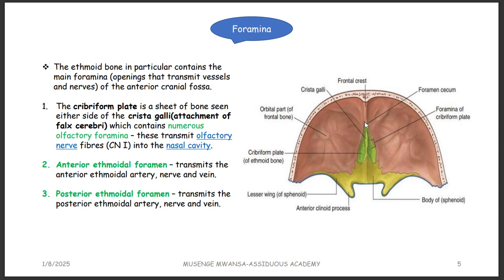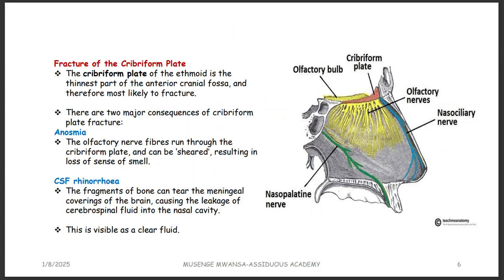Then you can see that somewhere on the junction between the frontal bone and the ethmoid bone, you are going to have a small opening known as the foramen cecum. This is actually going to open on the top of the hard palate. When we talk about the mouth, you are going to see the foramen cecum. So it's opening there in the mouth.